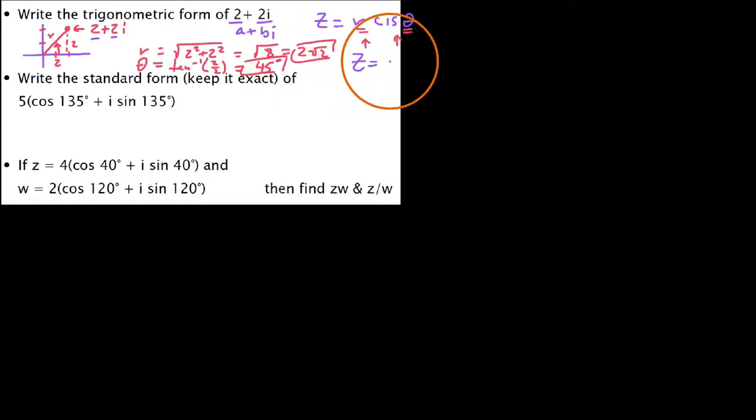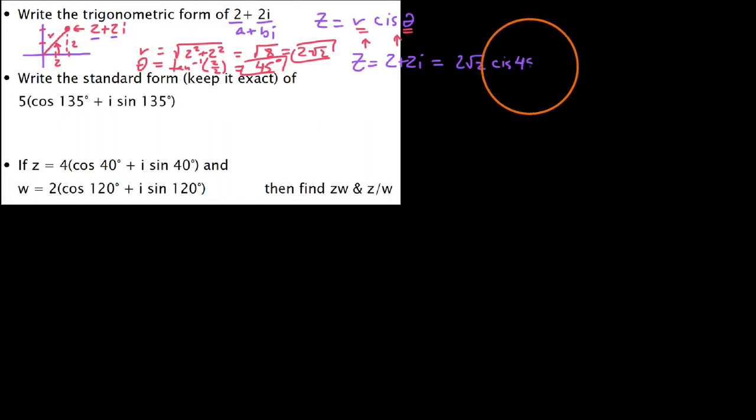So we would say that this number in trig form can be written thusly. We would say that z equals 2 plus 2i in standard form is the same thing as something being 2 root 2 from the origin, and we have cosine plus i sine of 45 degrees, which would tell us the same point in complex number space.